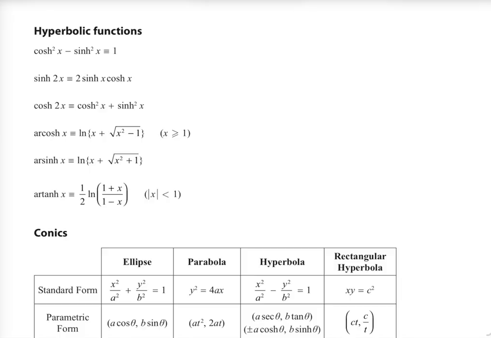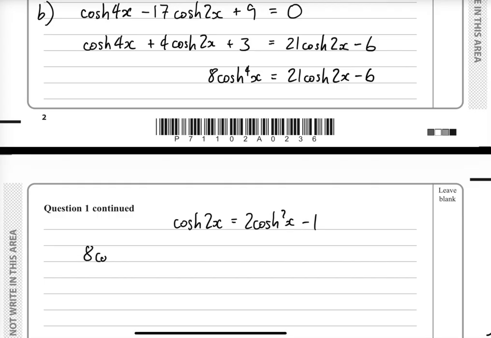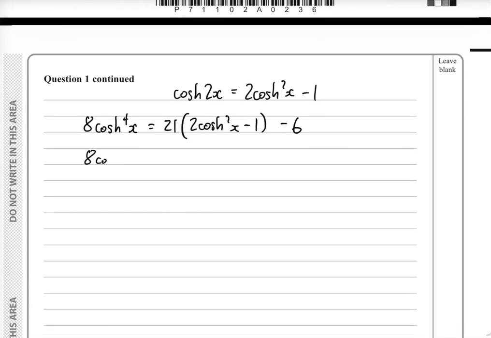Here in the FP3 section, if you take this and rearrange it for sine squared x and substitute it in here, then you can use the double angle formula given here. So if we substitute that in, that gives us 8 cosh to the power 4 x is equal to 21 lots of 2 cosh squared x minus 1 minus 6. And now I have a quadratic in cosh squared x: 8 cosh to the power 4 x minus 42 cosh squared x plus 21 plus the 6, 27.